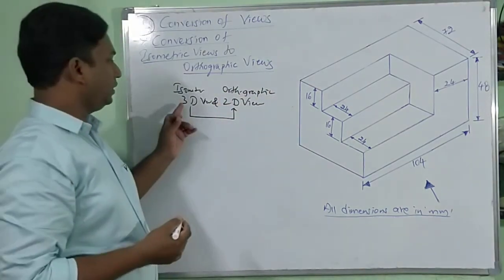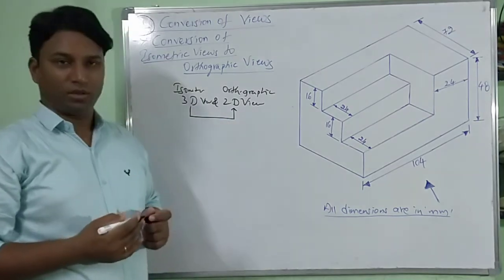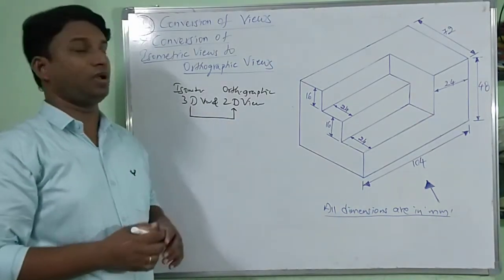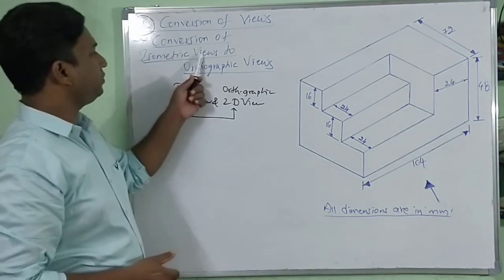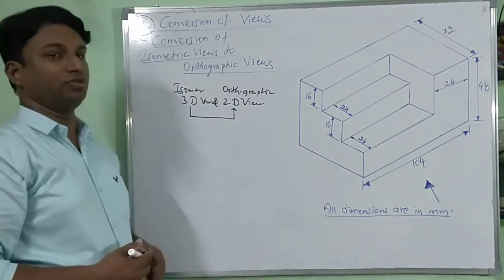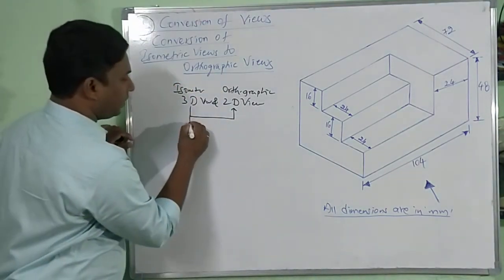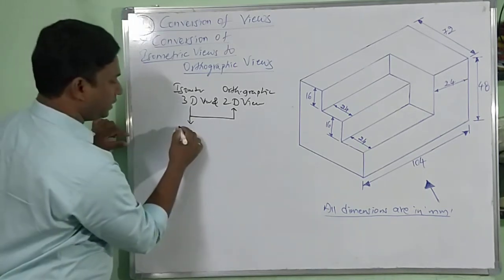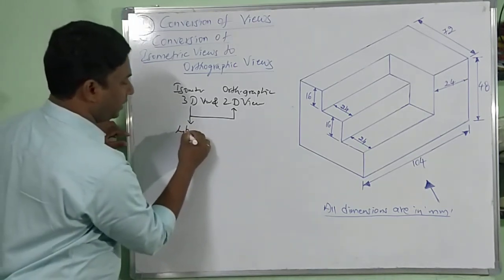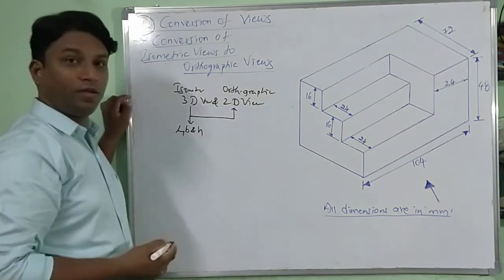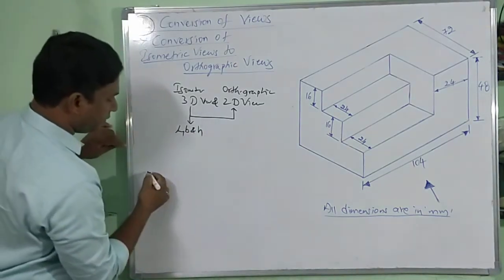Conversion of a three-dimensional to a two-dimensional view, right? That is our first topic here: conversion of isometric views to orthographic views. You know generally three-dimensional means we will have three dimensions, nothing but length, breadth and height. I hope you remember this concept of what we discussed earlier.